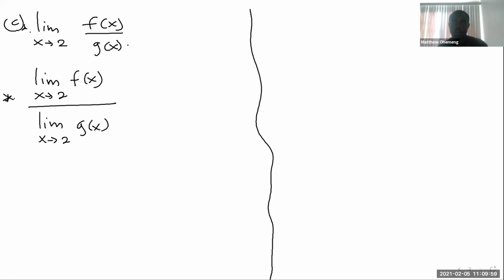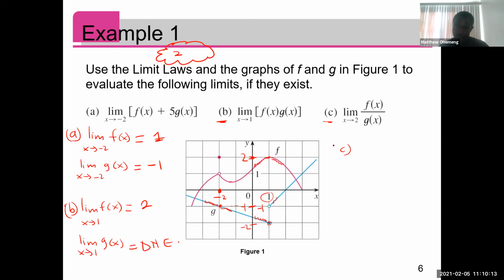Please, you need time on this. Okay, I'm going to go back to the PowerPoint. We need to read 2 limits, right? All of them are approaching 2. So for C, we need this and this. Could you please help me out here on this one? What's the first one and what's the second?